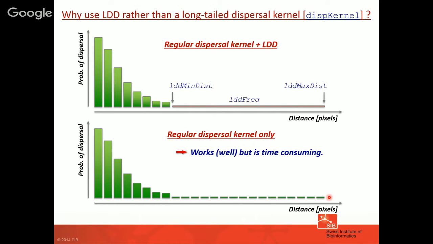So the main reason for which we implemented this long distance dispersal is for computing time reasons. It will allow you to have long distance dispersal while keeping a reasonable computing time. Because otherwise, if you choose a very long distance here for these rare events, your simulation is never going to finish, because it will take weeks or months or years to compute.